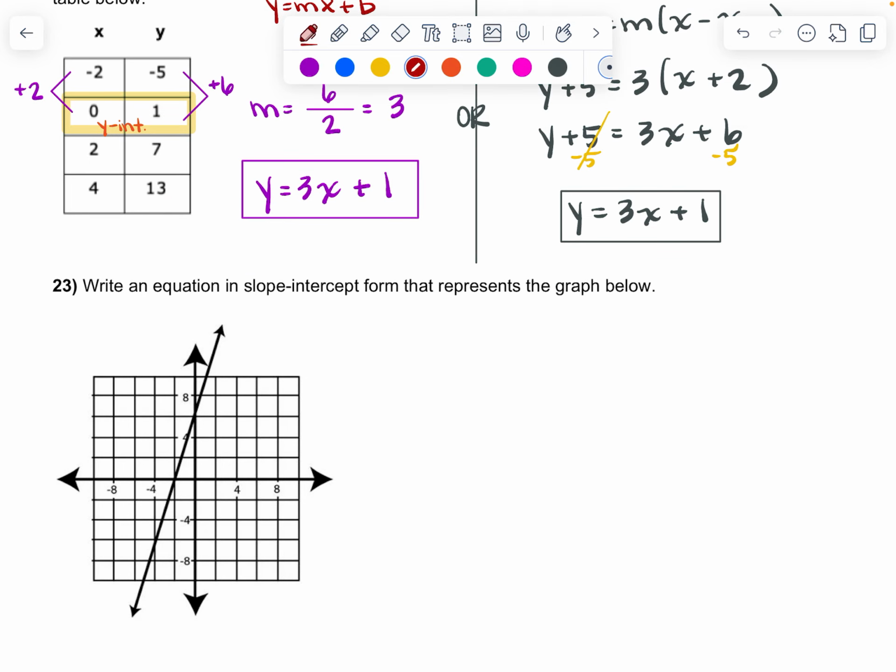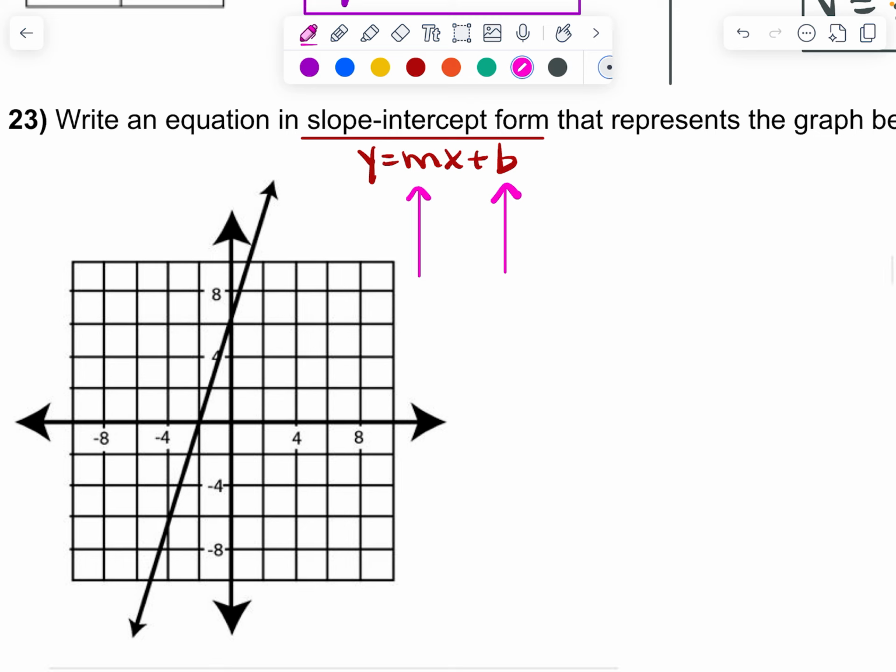All right, number 23, again, it says write the equation in slope-intercept form, which again, y equals mx plus b. That represents the graph below. Now, remember, in order to write it in y equals mx plus b form, you have to know the slope and you have to know the y-intercept. Now, the cool thing about a graph is I can figure out both of those things pretty easily, right? The y-intercept especially, right? It looks like it's crossing the y-axis right here. Now, you do need to pay attention to the scale because this is going by 2's, right? So this is 2, then 4. So our y-intercept is 6.